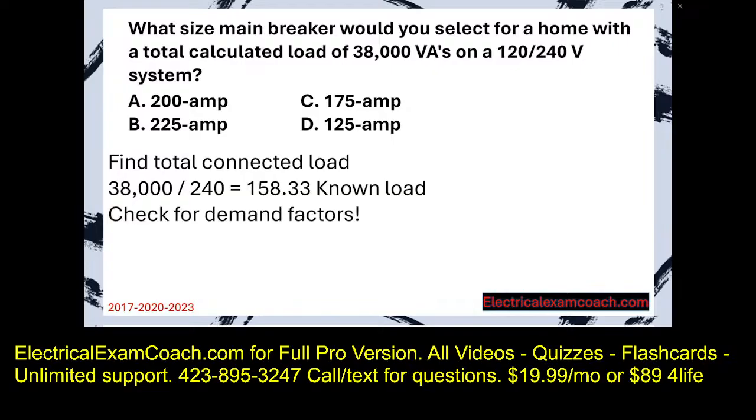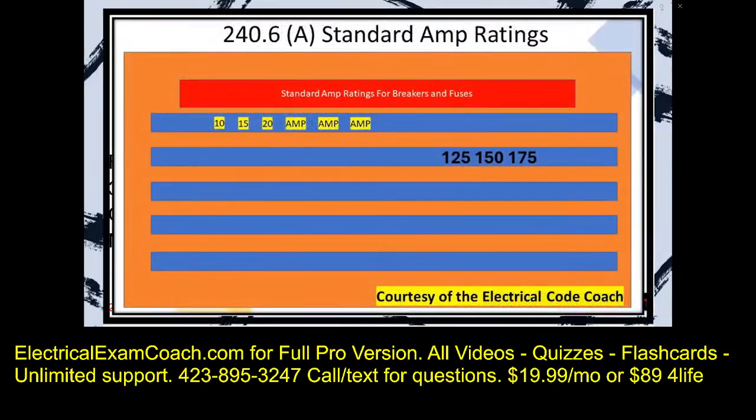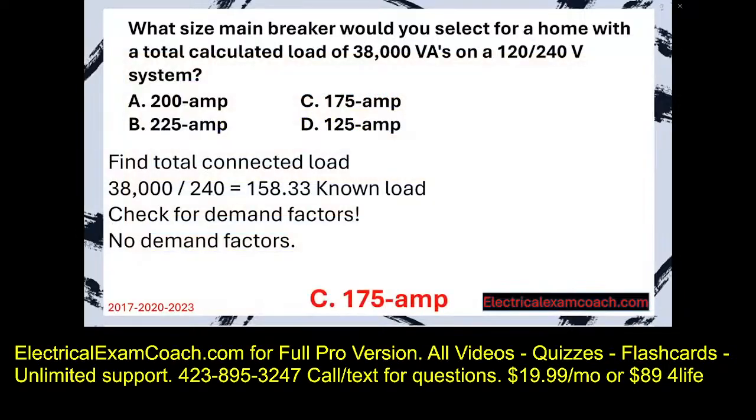Now we check for demand factors. And like we said before, there are no more demand factors on this calculation. We head over to Table 240.6(A) and we choose the next standard size breaker. And in this case, it's 175 amps.